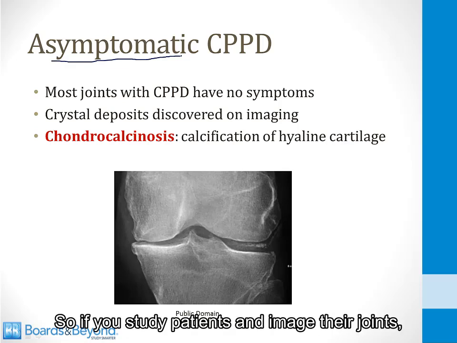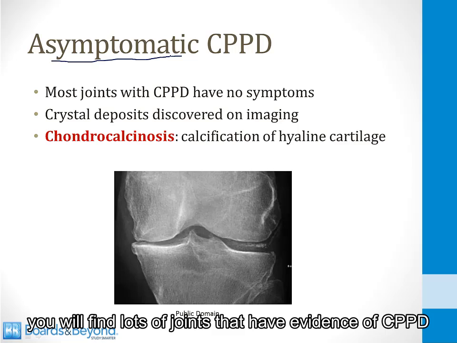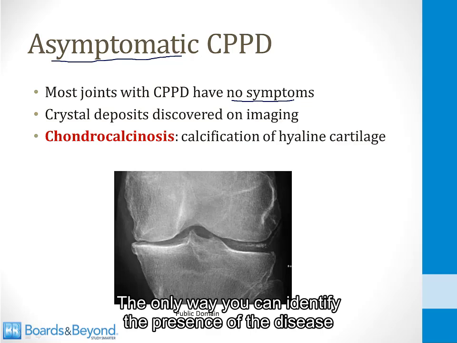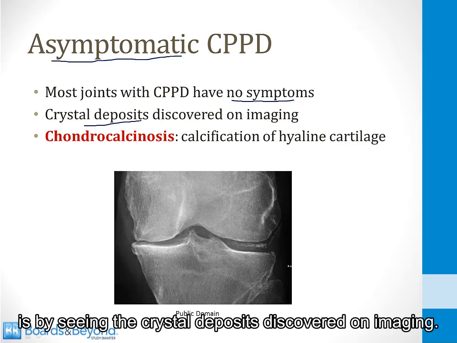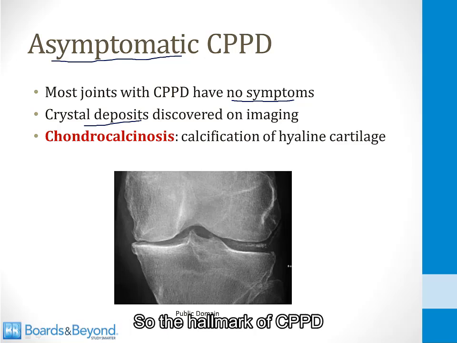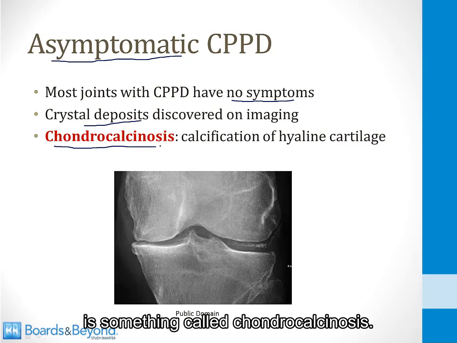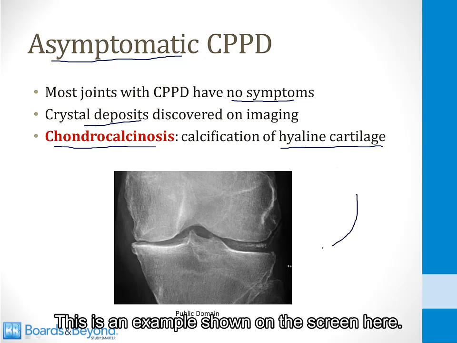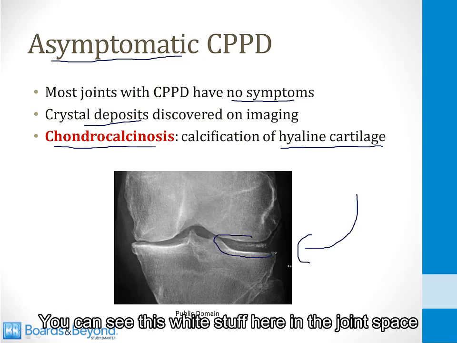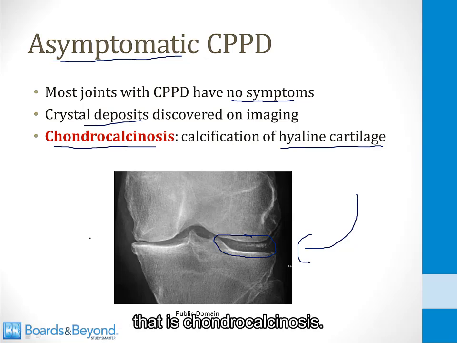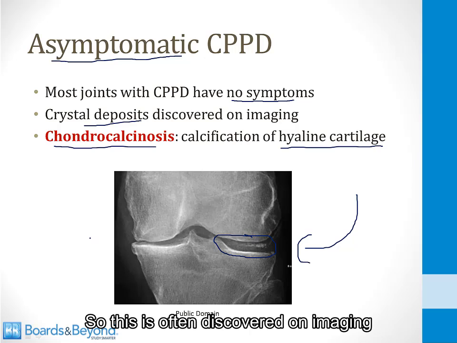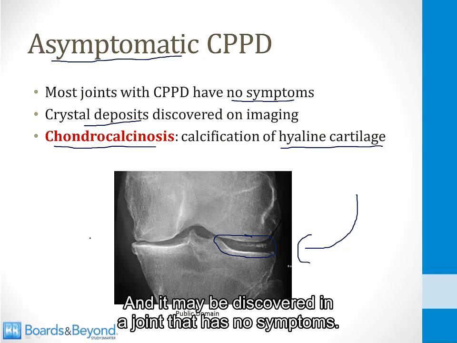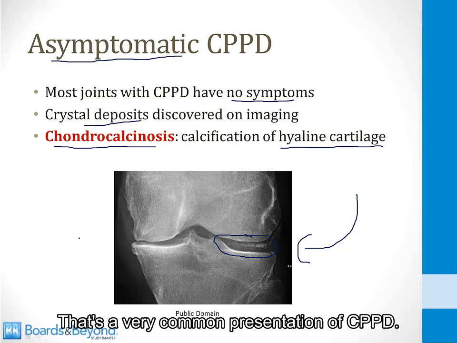If you study patients and image their joints, you will find lots of joints that have evidence of CPPD but have no symptoms. The only way you can identify the presence of the disease is by seeing the crystal deposits discovered on imaging. So the hallmark of CPPD is something called chondrocalcinosis. This is calcification of the hyaline cartilage from deposition of calcium pyrophosphate. This is an example shown on the screen here. You can see this white stuff here in the joint space. That is chondrocalcinosis. So this is often discovered on imaging when it's done on patients for routine reasons, and it may be discovered in a joint that has no symptoms. That's a very common presentation of CPPD.